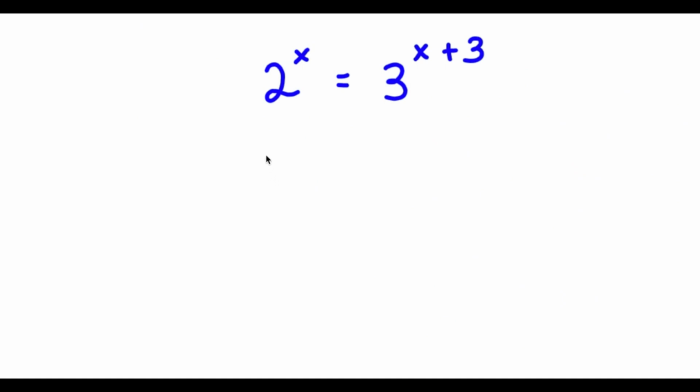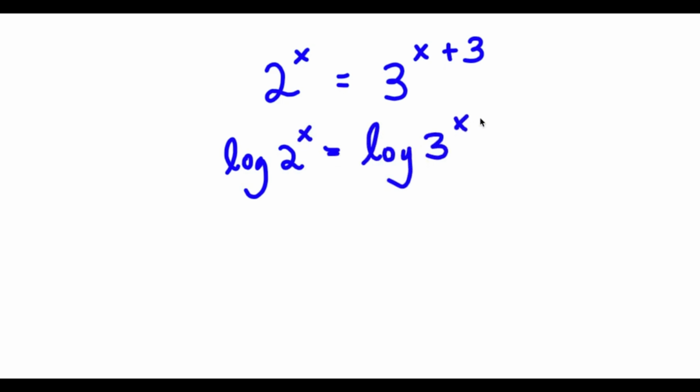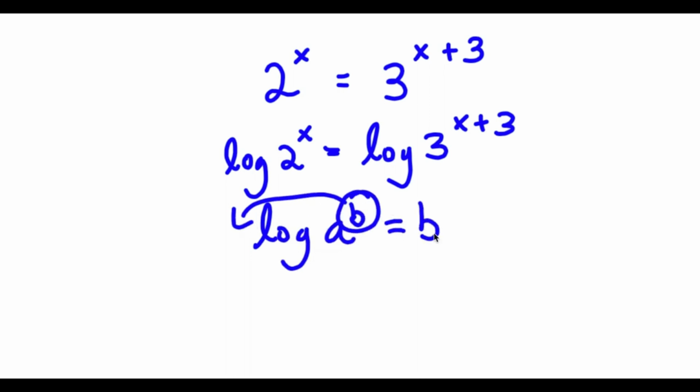Alright, so in this problem, I have 2 to the power of x is equal to 3 to the power of x plus 3. So to solve this, I'm going to first take log on both sides. So I have log 2 to the power of x is equal to log 3 to the power of x plus 3. Now if I have something in the form log a to the power of b, I can move this exponent b to the front. So it's going to equal b times log a.